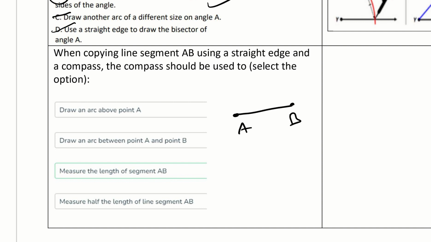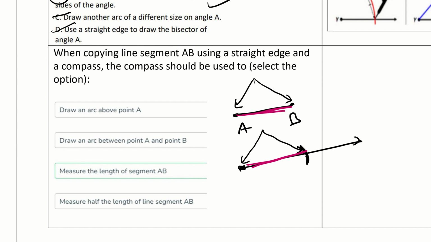This is AB. And the first thing you're going to want to do is draw a nice long line using a straight edge. Then you're going to use a compass to measure from here to here. Then using the same measurement on the compass, you're going to start from here and draw an arc here to mark out what the measurement is, and then you go from here to here, and this is your line segment, which is the same distance as that.